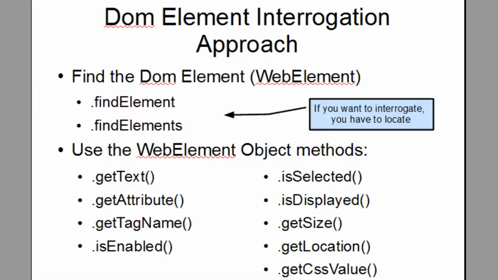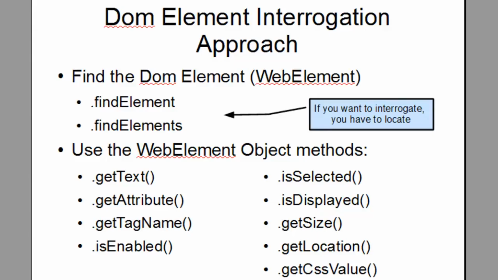So now let's have a look at the DOM interrogation. The DOM is the Document Object Model. It's the browser page itself. It's the actual application that we're testing. So we have a number of things in here. Before we can interrogate the DOM, we have to locate the DOM elements.